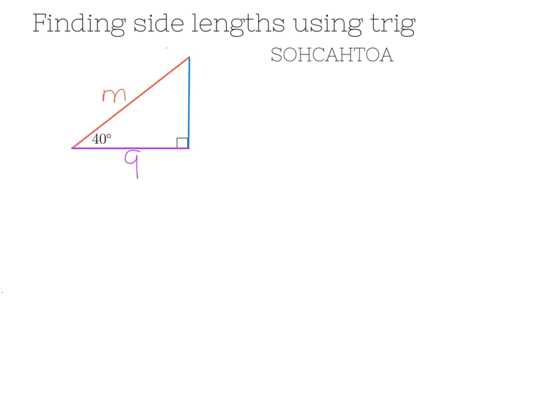To find the side length m, we mark the sides. The hypotenuse is m, and the side next to the angle is the adjacent side, which is 9. Since we have a and h, we have cos. So the cos of 40 degrees equals a on h, which is 9 on m.